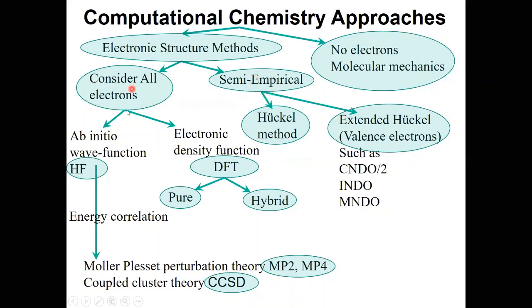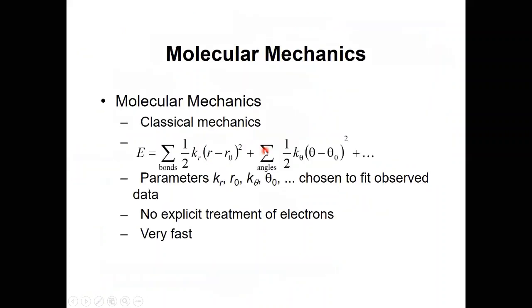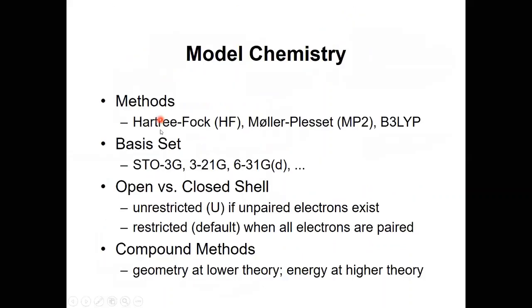So for all these methods that consider all electrons, like ab initio, DFT, Hartree-Fock, you need to specify the basis set. For other methods, you don't need to specify the basis set. The combination of the method and the basis set is called the model chemistry, or the model that you are using for the calculation. Also, you need to specify if the compound is closed shell or open shell, meaning all the electrons are paired or some electrons are unpaired. The combination of these is the theoretical model that you are using for the calculation.